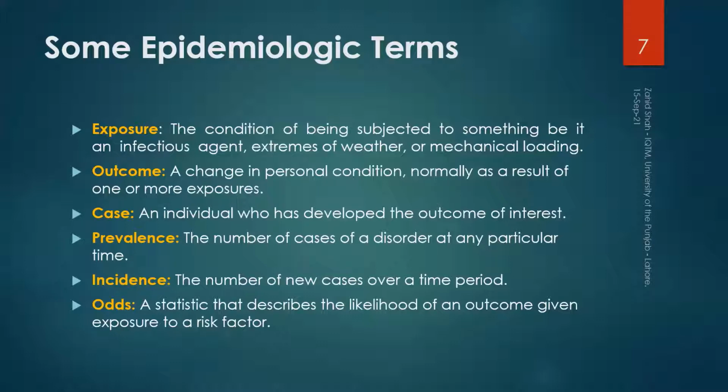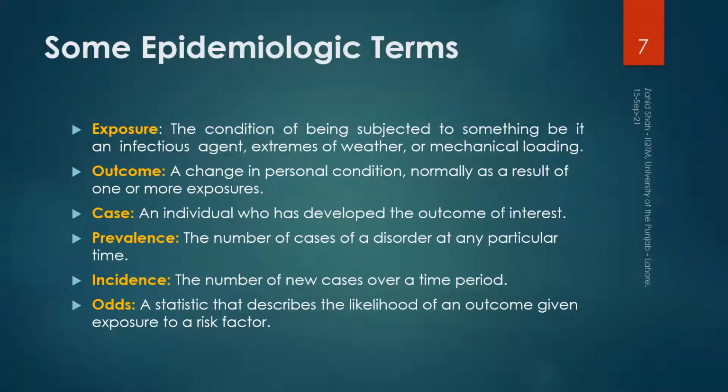Now, what is an outcome? A change in personal condition, normally as a result of one or more exposures. So outcome, for example, can be a back pain, it could be carpal tunnel syndrome, it could be, for example, cramps or something like that. What is the case?